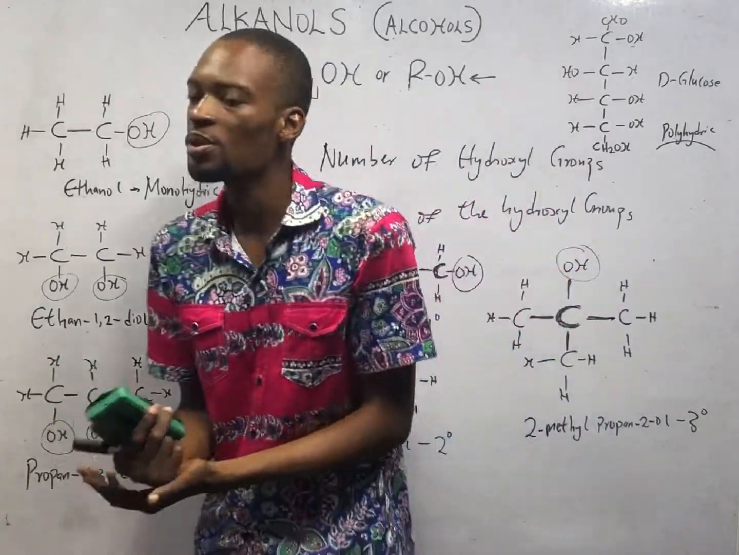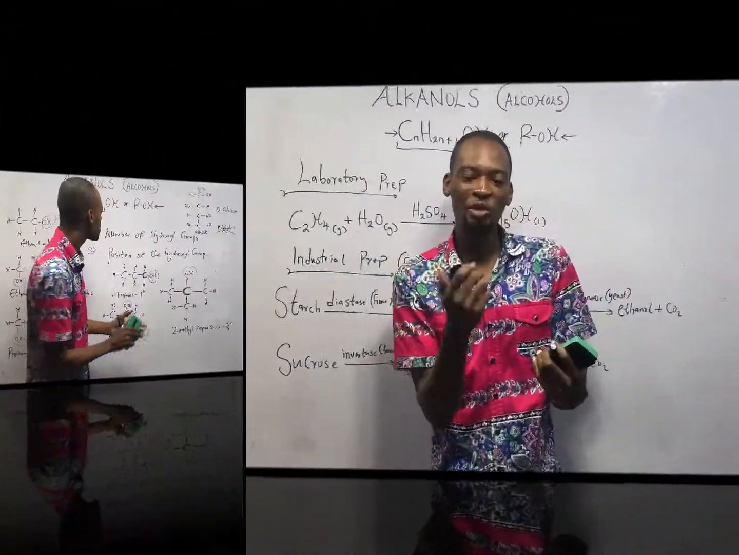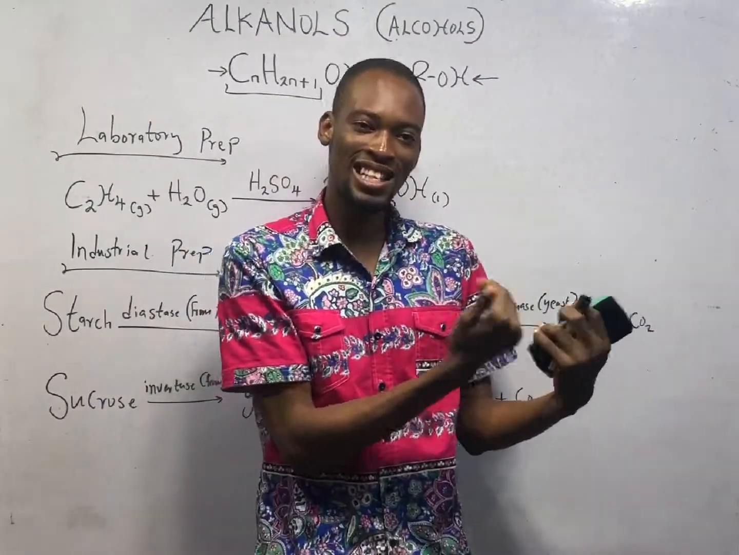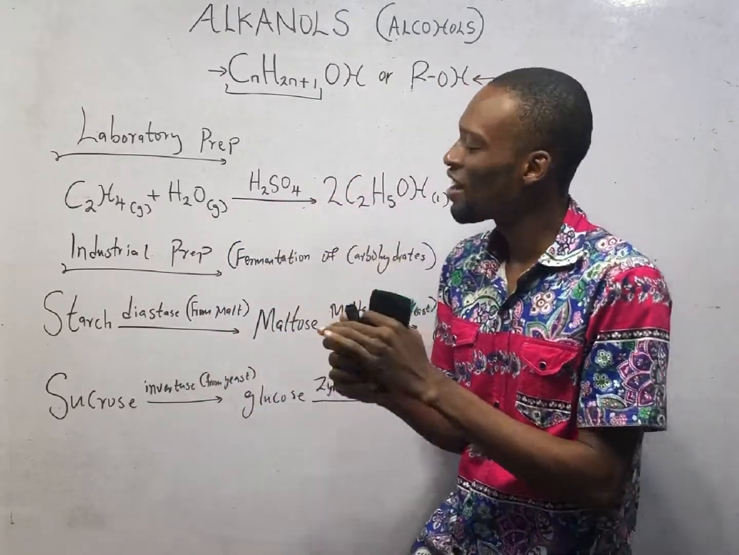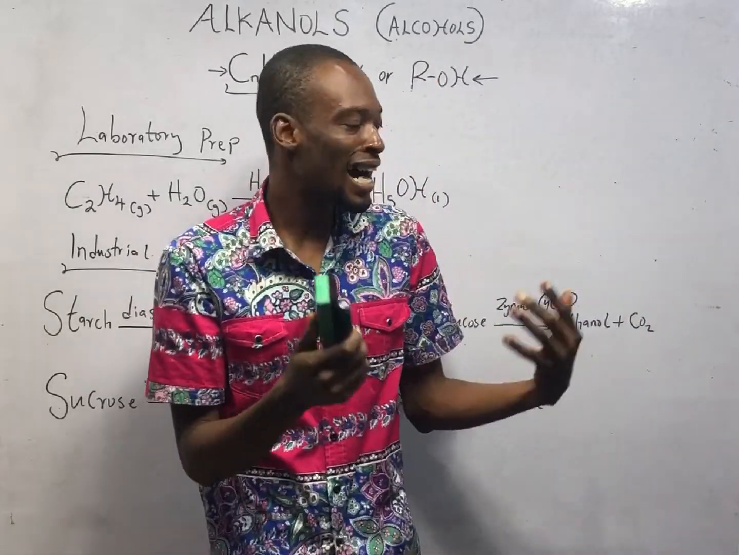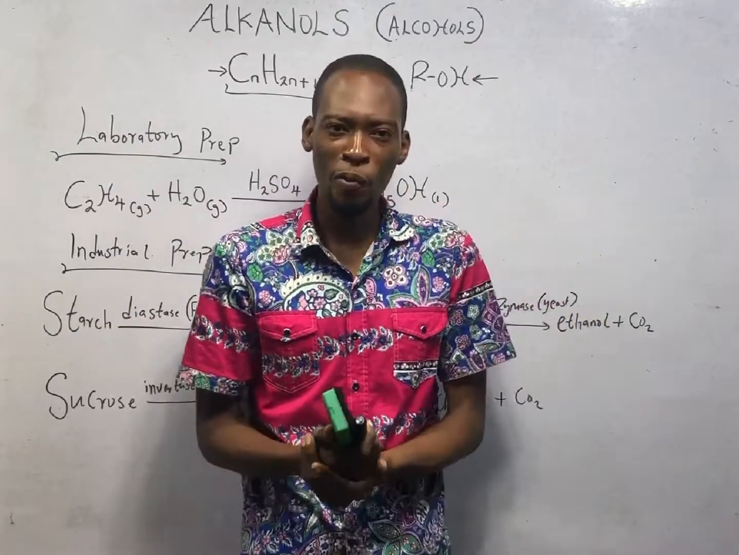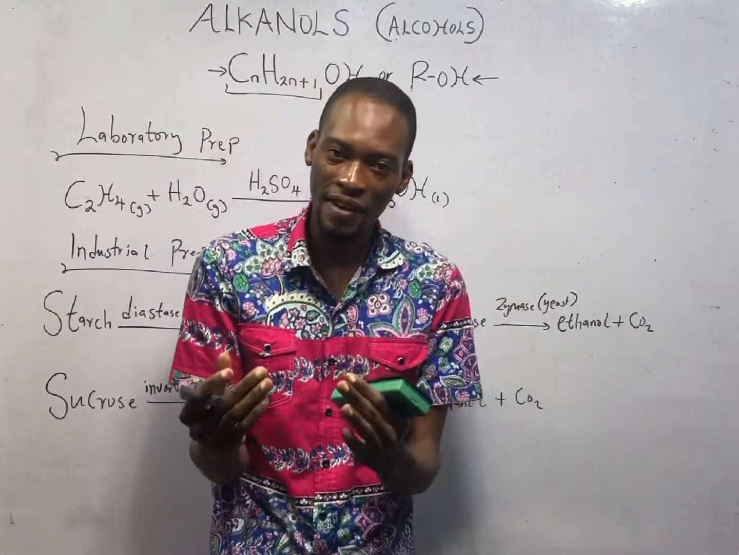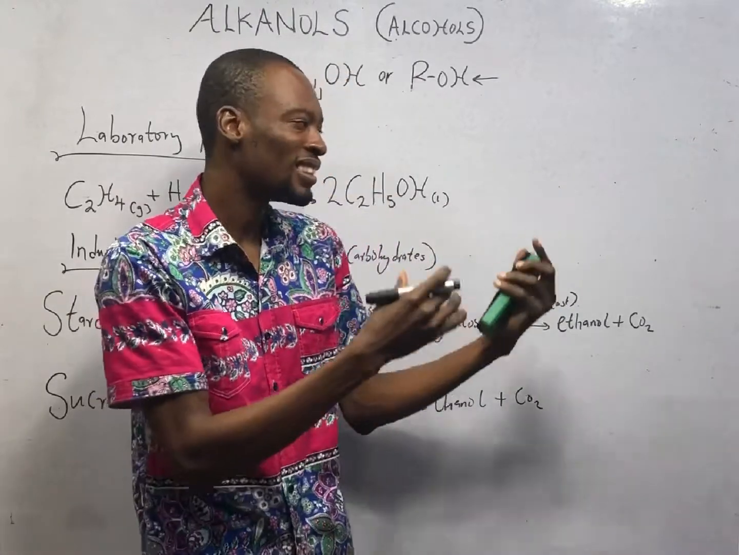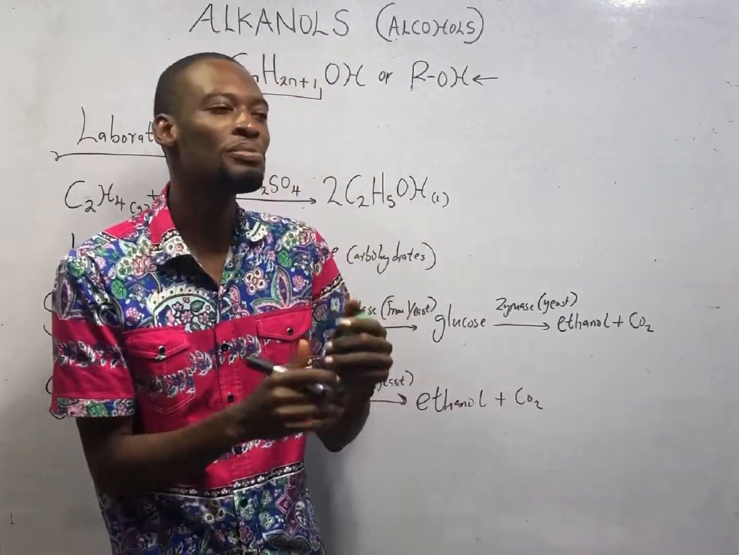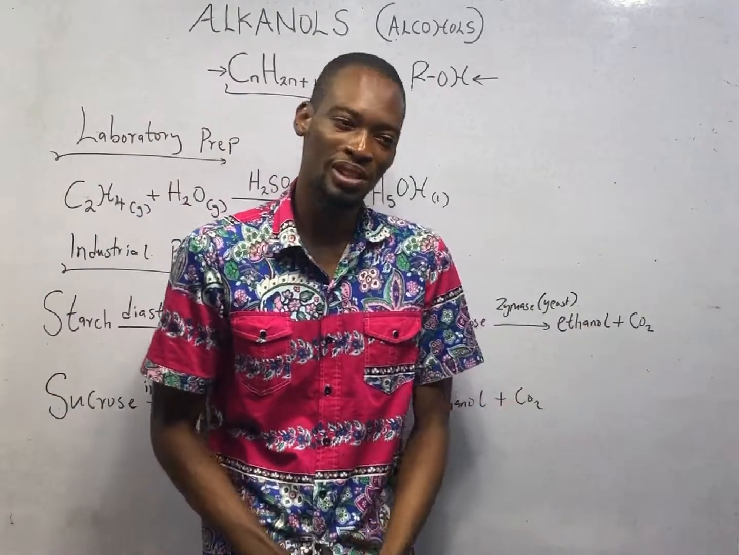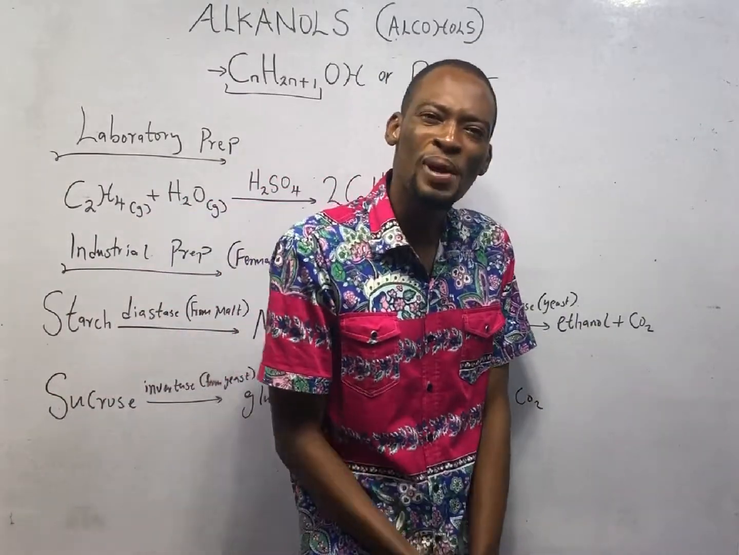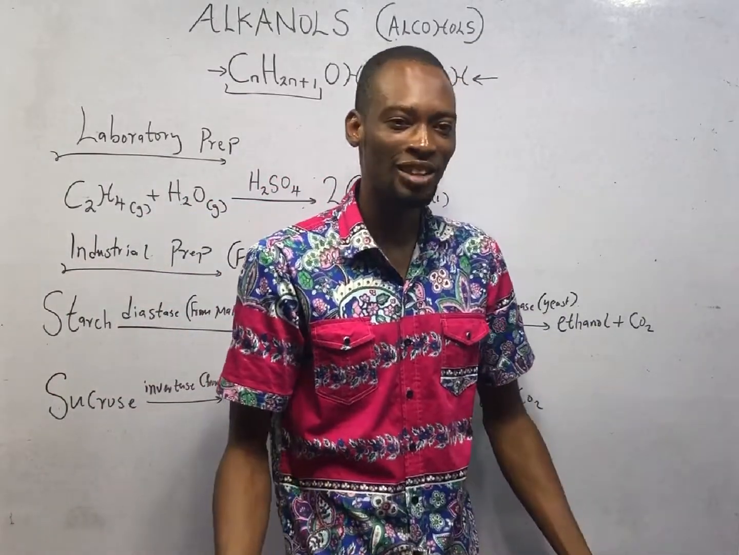So, ladies and gentlemen, I've been able to explain the classification of alkanols according to the number of hydroxy groups and according to the position of hydroxy groups. Now, we know that alkanols are compounds in which hydroxy groups are attached to an alkyl group. We also know that alkanols can be classified based on the number of the hydroxy groups and based on the position of the hydroxy groups. Now, how do we prepare alcohols or alkanols?